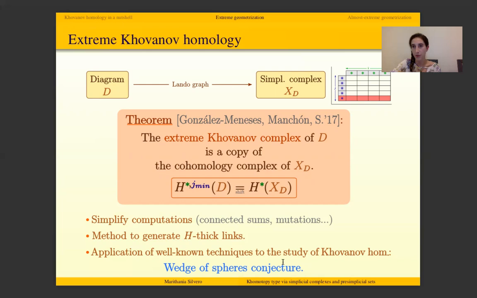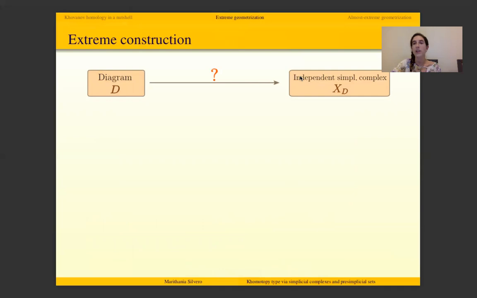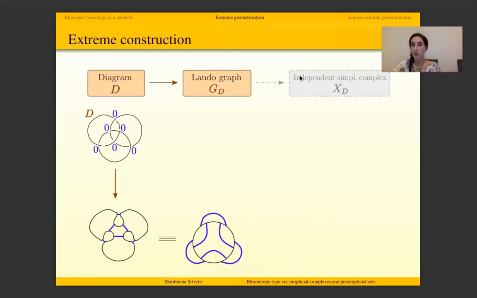So let's see how we make this construction. How does it work? We start with a diagram and we are going to construct a graph from it. The first thing we do is smooth every crossing by following a zero label. If we do that, we get something like that. Here we have a circle with six blue chords, the six blue segments, each of them coming from one of the crossings here. And this is exactly the same as this, okay?